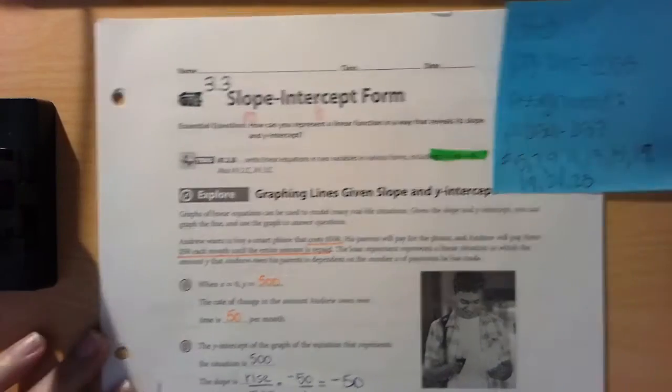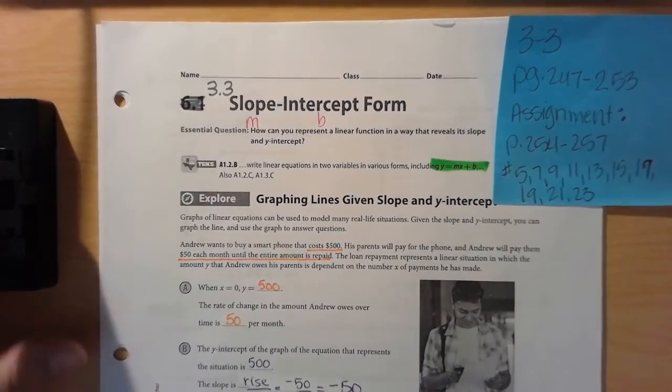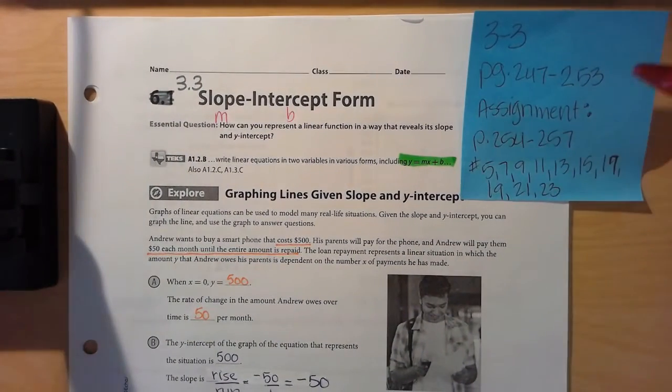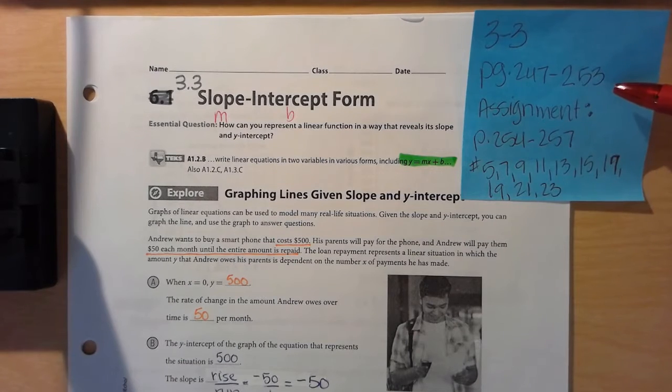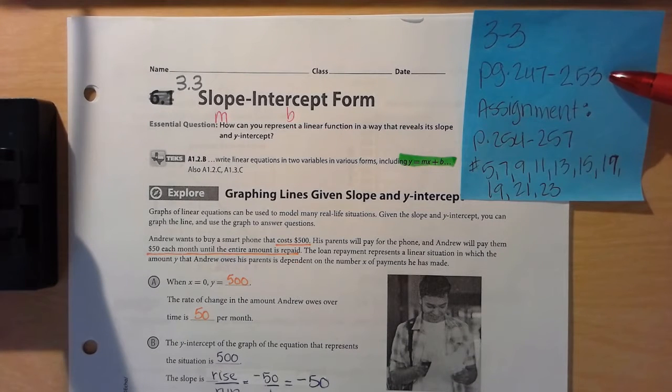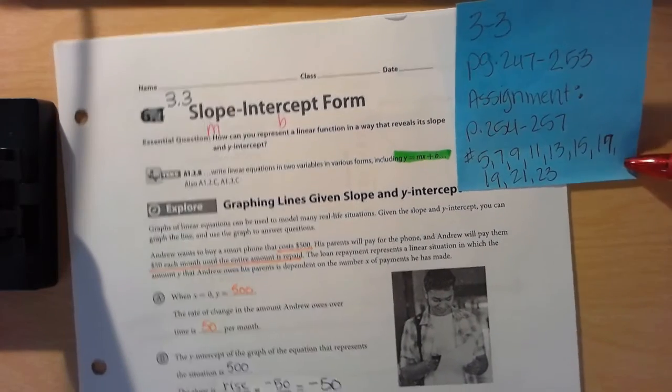Okay, so this is the 3-3 for Algebra 1's notes. If you're from your textbook, you want to pull pages 247 to 253. If you're doing the paper version of the assignment, you'll do pages 254 to 257. Problems 5, 7, 9, 11, 13, 15, 17, 19, 21, and 23.